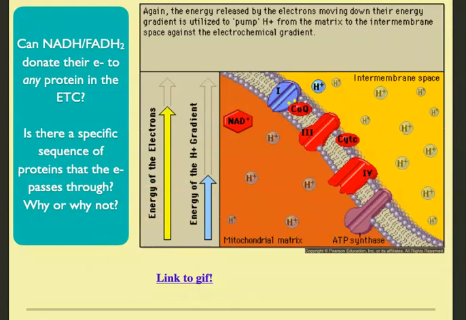So as we see, there is a specific sequence to the electrons being passed through the electron transport chain. We've seen why, and it is due to both the affinity for electrons of each of the individual proteins, as well as the individual proteins' ability to bind with one another, so they bind in sequence. And we will talk about the outcome of the proton gradient in the next video.